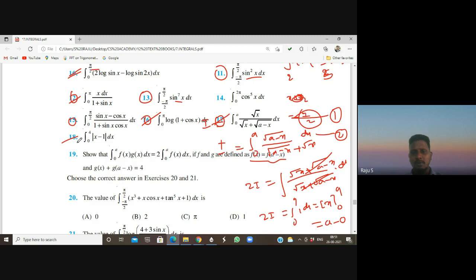Simple, students, apply property 4. This question we already did. What is the answer we got in this question?